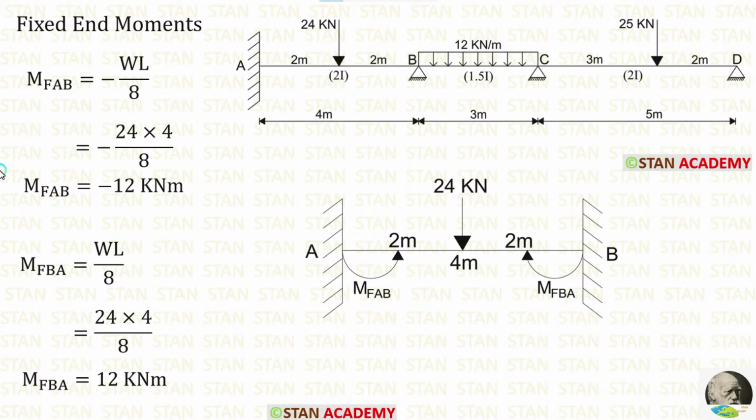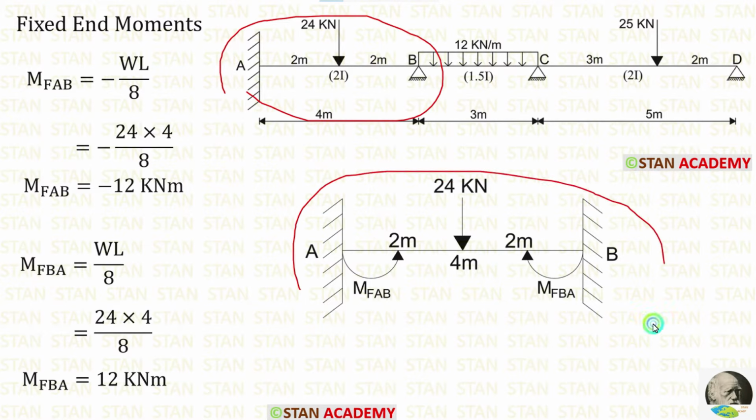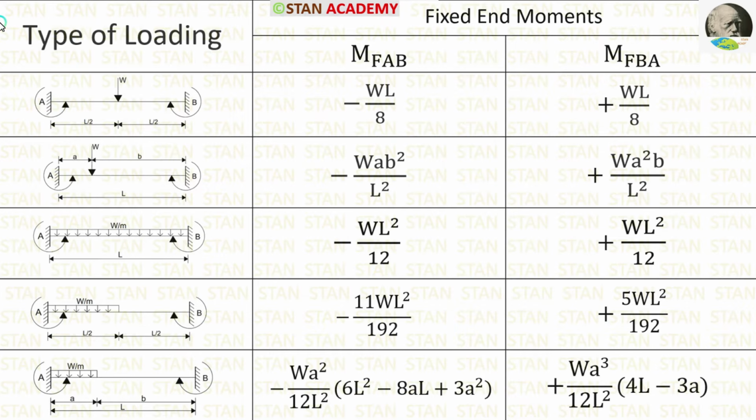Now let us calculate the fixed end moments. For calculating fixed end moments, we have to assume every span as a separate fixed beam. First, let us take the span AB and assume that it is a separate fixed beam. Now, let's see the formulas to calculate the fixed end moments. Here you can see some of the important fixed end moments for the different type of loadings.